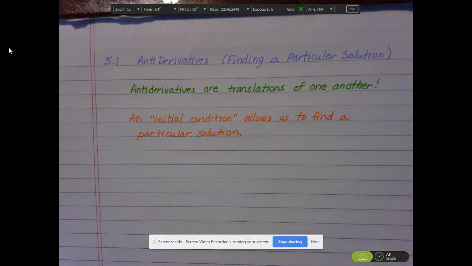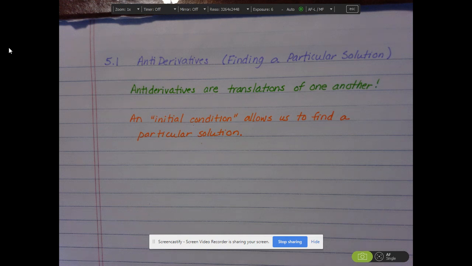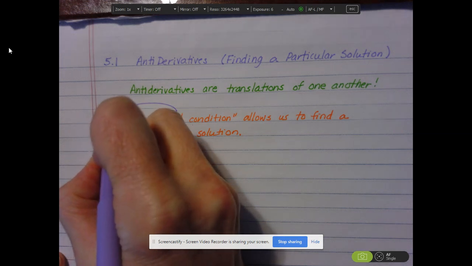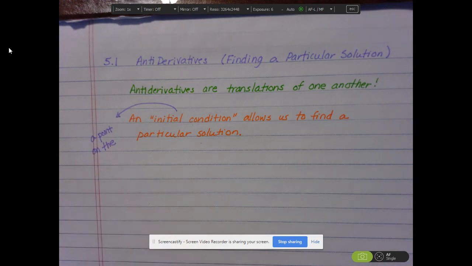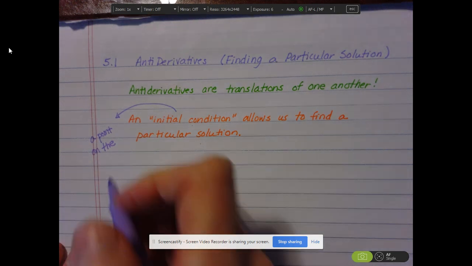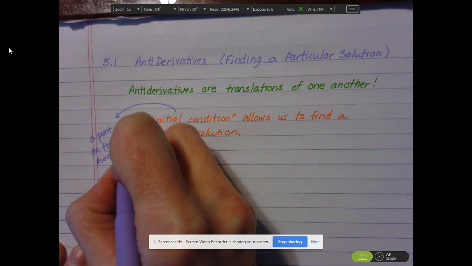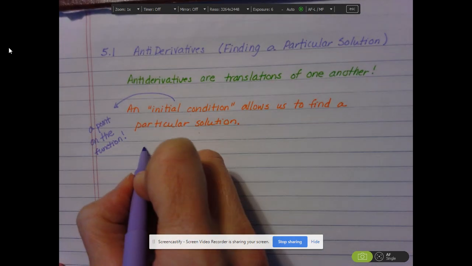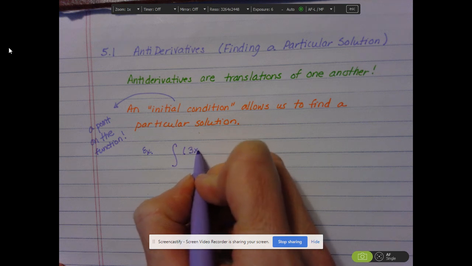So giving you some sort of initial condition, basically an initial condition is nothing more than a point on the function. I'll jot that down. It's just a point on the function. If you know that point on the function, we can find an actual particular solution to an antiderivative equation.